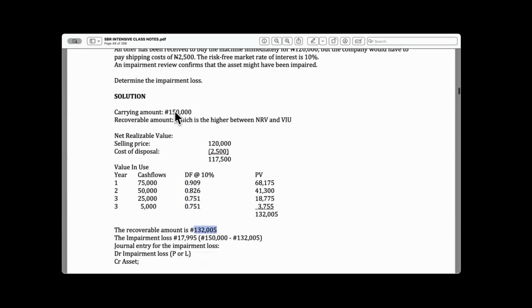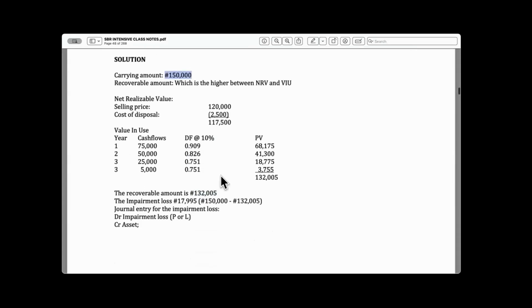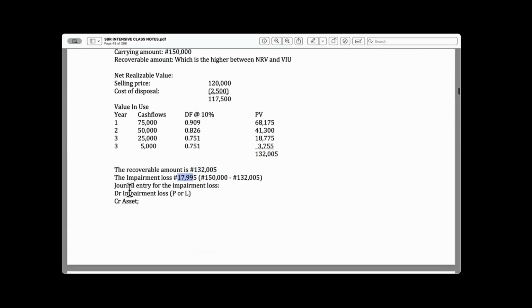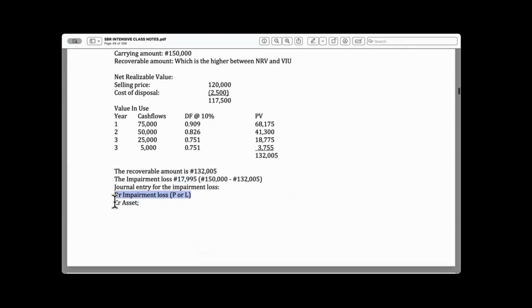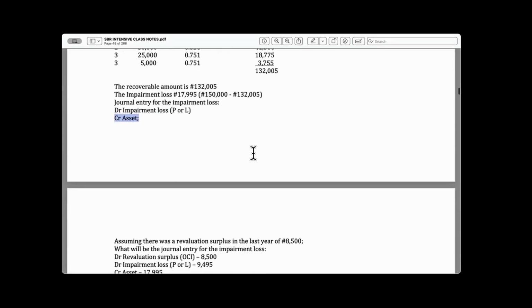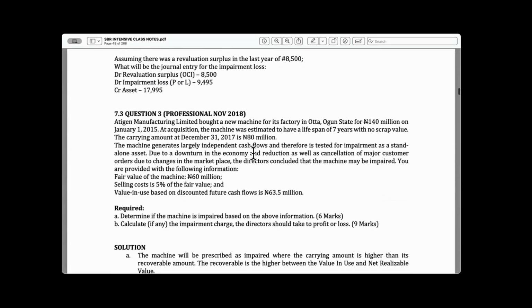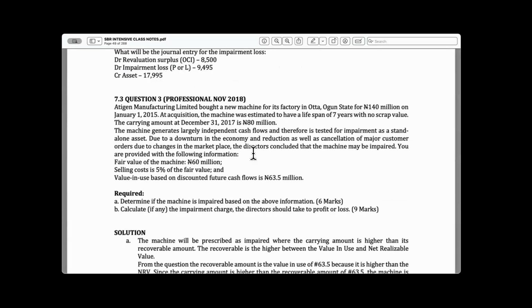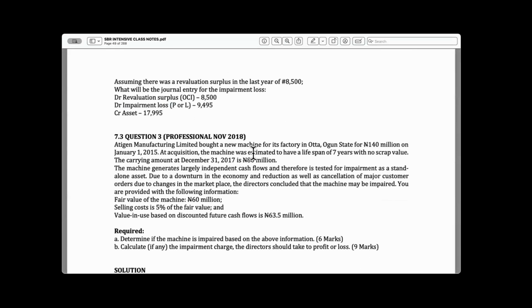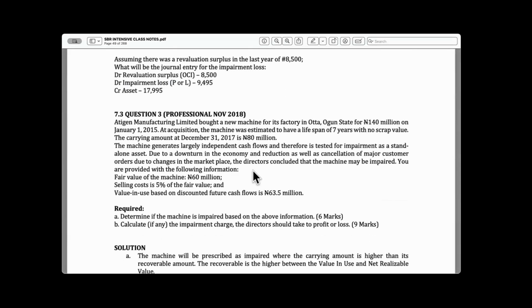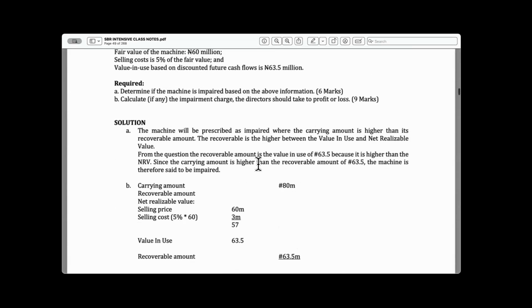And being that the carrying amount is 150,000 and is higher than this recoverable amount of 132,000, we have an impairment loss of this amount. With this impairment loss, you debit P&L, you credit the assets with the impairment loss. Now, we solved some other questions just to demonstrate. So this one also is quite straightforward. You can look at it.